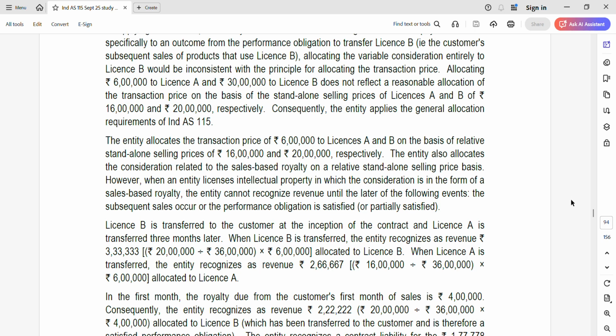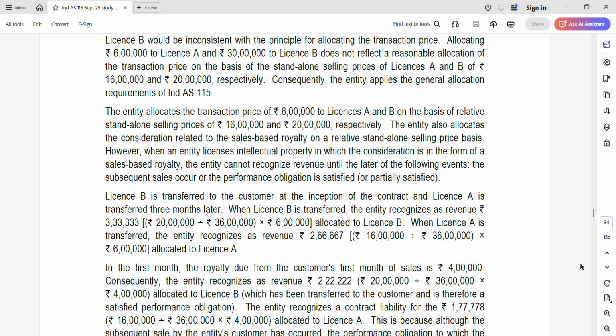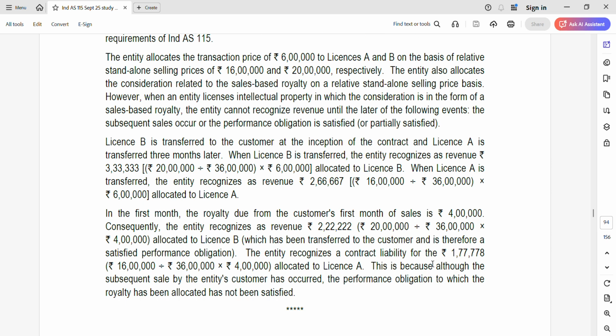In the first month, royalty from customers due for the first month sales is 4 lakhs. So the entity will recognize a revenue of 2 lakh 22,222 because of 20 lakhs. Now the earlier was a 6 lakh allocation, now 4 lakhs. So 4 lakhs minus 2 lakh 22,222, the entity will recognize the contract liability of 1 lakh 77,778 because the subsequent sale by the entity's customer has occurred, so the performance obligation of the royalty has not been satisfied. So the revenue in case of license B is 2,22,222 and the contract liability to be recognized will be 1,77,778.